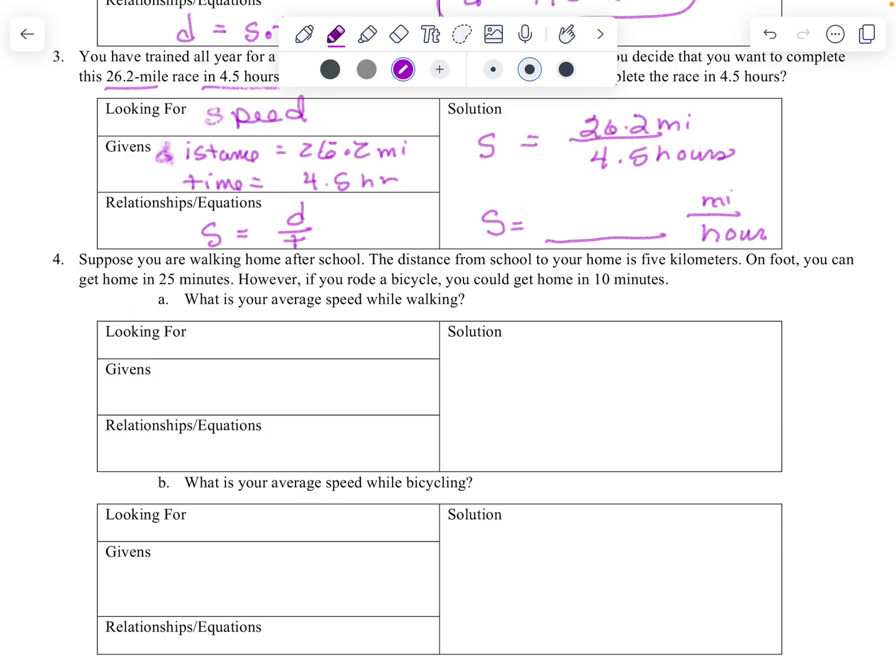Okay, if you want to stop for a moment, you may. Remember, if you borrow a calculator from the calculator box, please be courteous enough to put it back.